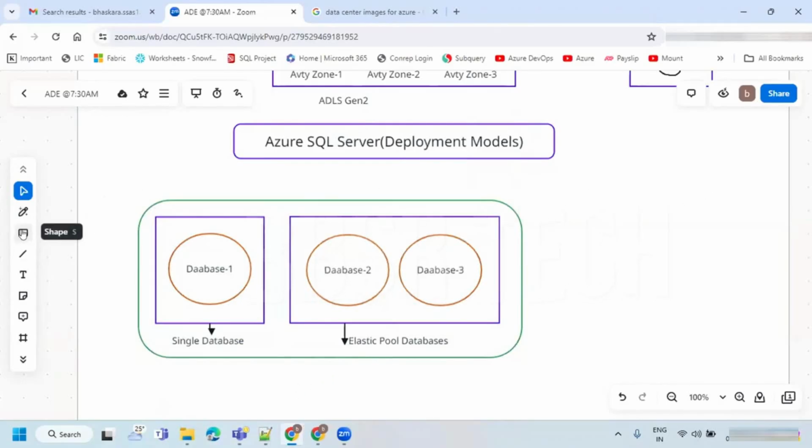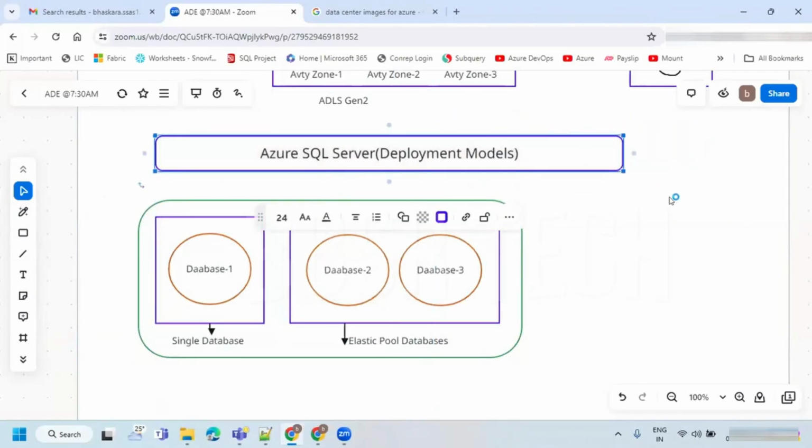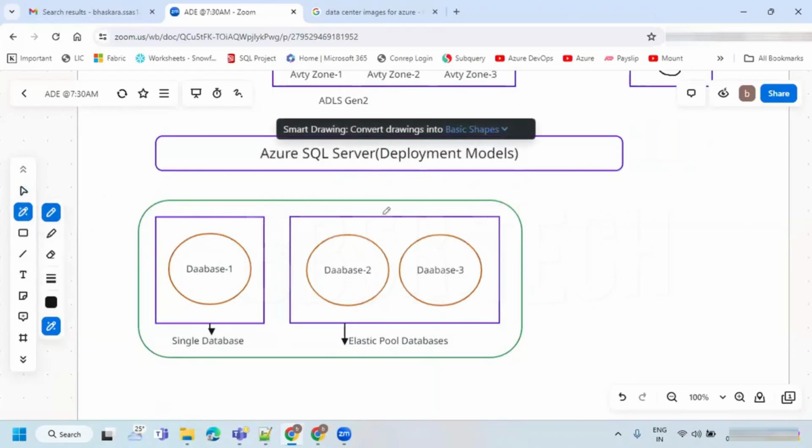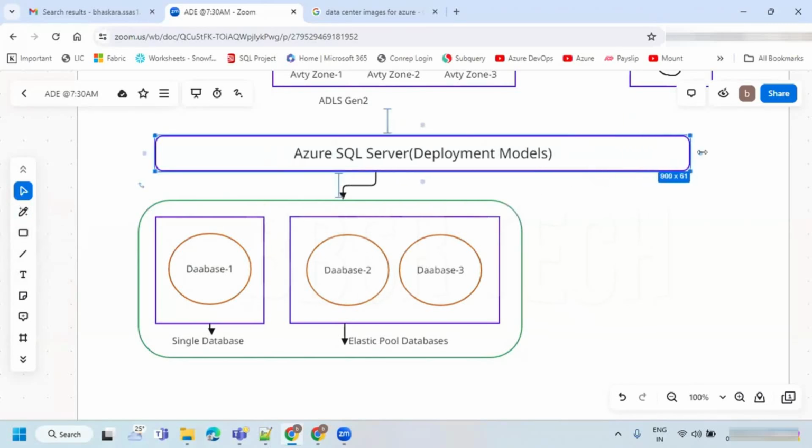Okay, and I'm also going to have this. This is one type of deployment model I'm having. And I have one more deployment model I'm having. Let me expand this.